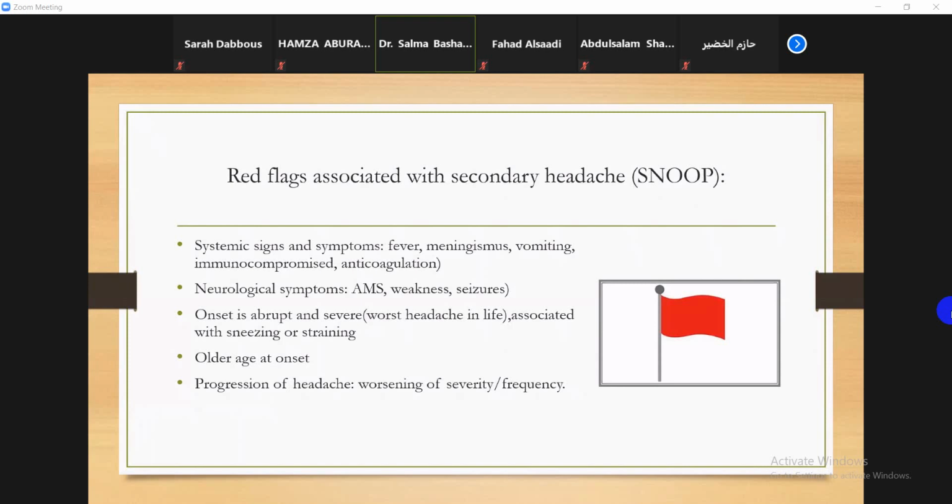The other O is for older age at onset, so more than 45 or 50, then this should raise the concern for secondary causes of headache. P is the progression of the headache. If there is worsening of the severity or frequency over time, then again, you should think about secondary causes of headache. So you sit with the patient, you take detailed, thorough history, and you also screen for those red flags summarized in SNOOP.